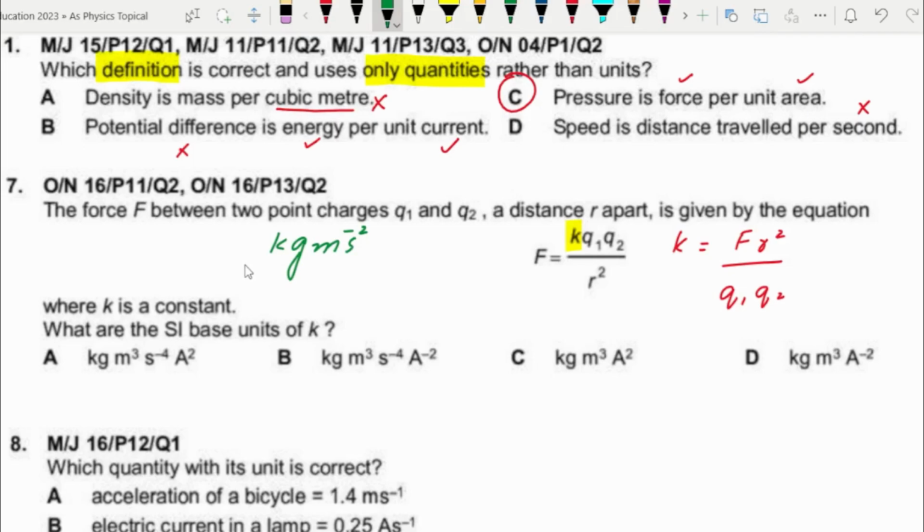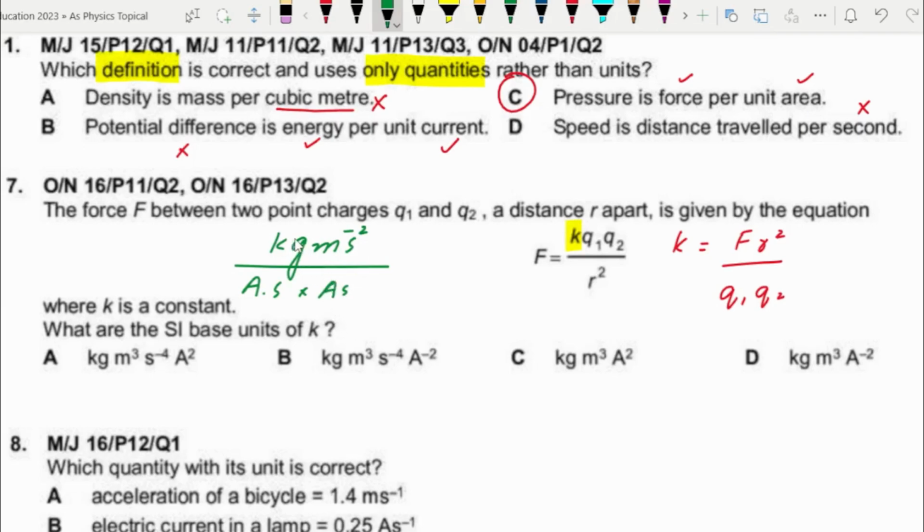You'll be getting force equals kg m s minus 2, divided by Q1. Q1 is the charge. The unit of charge that you study is coulombs, but coulomb is not a base unit. It is not from the table that we draw for the 7 base quantities. Rather, coulomb is represented as A s, the product of amperes and seconds, because Q equals I t. That is where we get it from. Times the other one, Q2, that would also be A s.